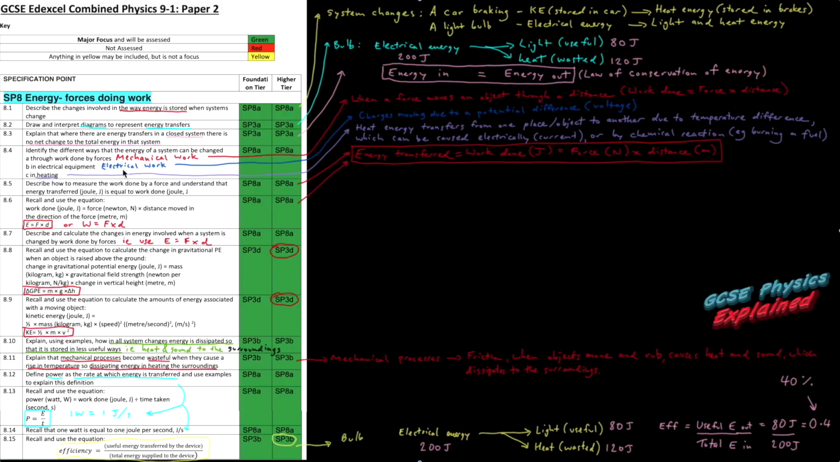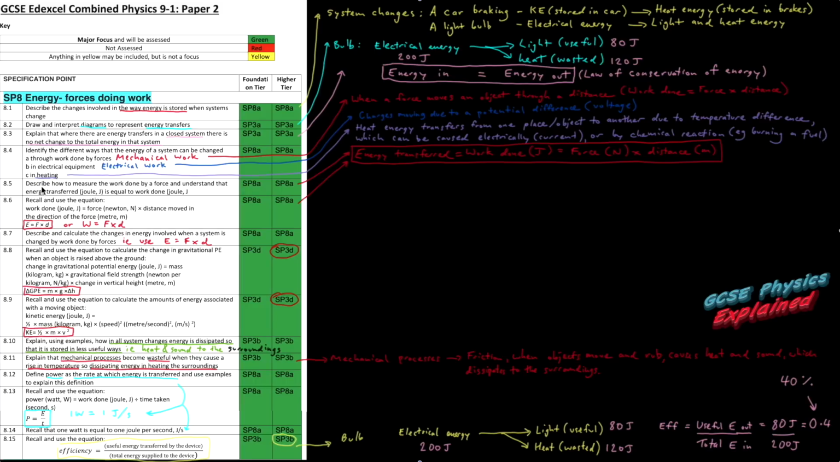Electrical equipment. So electrical work, for example, could be charges moving due to a potential difference or voltage. And heating, well, that would be something like heat energy transferring from one place or object to another due to a temperature difference, which can be caused either electrically, by current, or by chemical reaction, for example, burning a fuel.